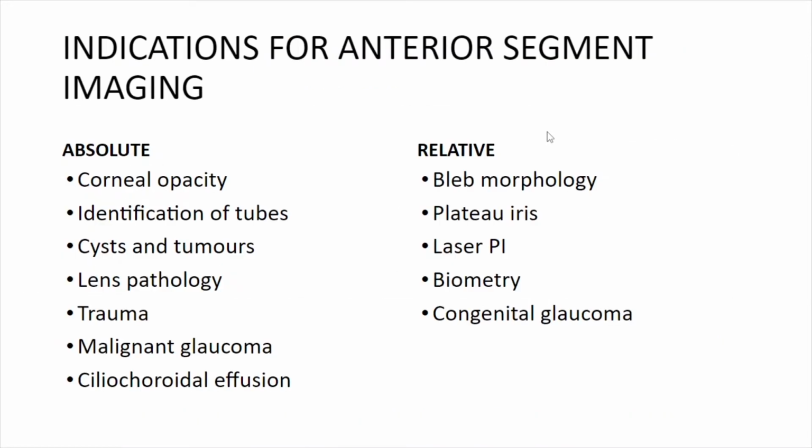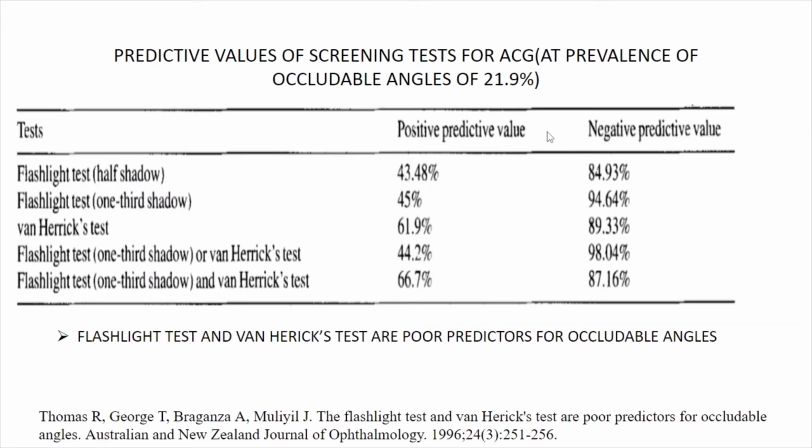So moving on to indications for anterior segment imaging, the absolute indications include corneal opacity, identification of tubes, cysts and tumors. Bhavini, just a minute. Can you just show the previous slide?